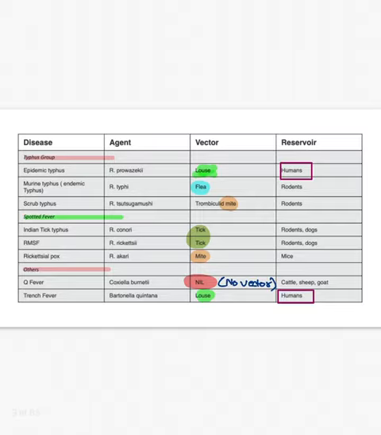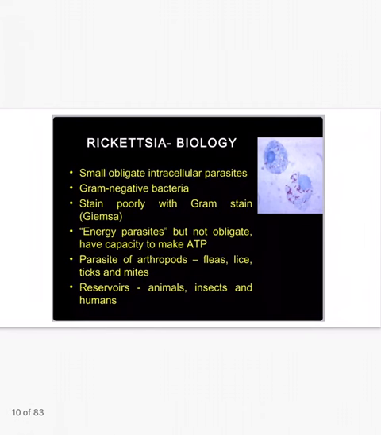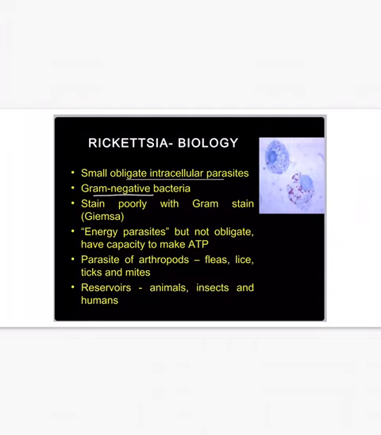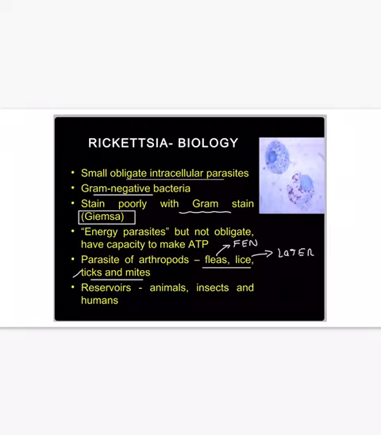Now coming on to the general properties of rickettsia. Rickettsiae are small obligate intracellular parasites, which are gram-negative bacteria, and they stain poorly with Gram stain. So we have a stain known as Giemsa stain, guys. This is very important. The vectors are arthropods like flea, lice, ticks and mites. For lice the mnemonic was LATER. For flea, the mnemonic was FEN, fleas for endemic typhus. For ticks, the mnemonic was Rocky Mountain spotted fever and Indian tick typhus. And for mites, the mnemonic was PSM, pox and scrub typhus belonging to the mite group.